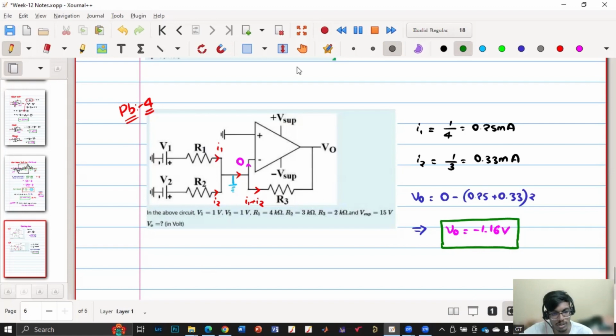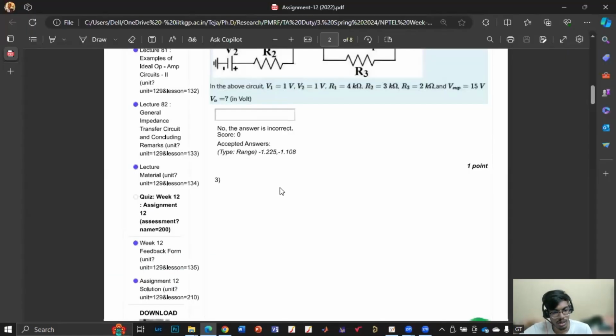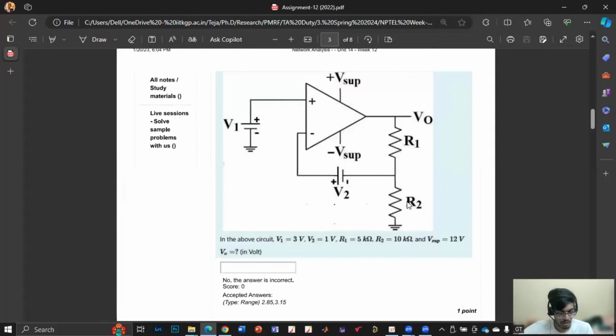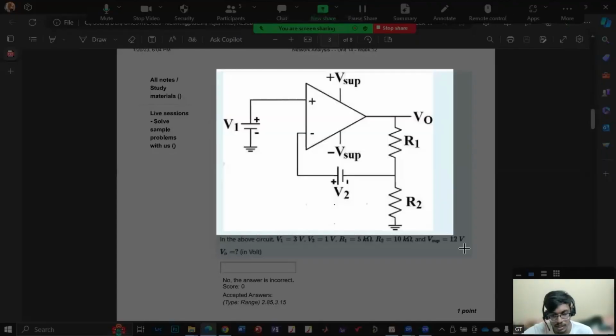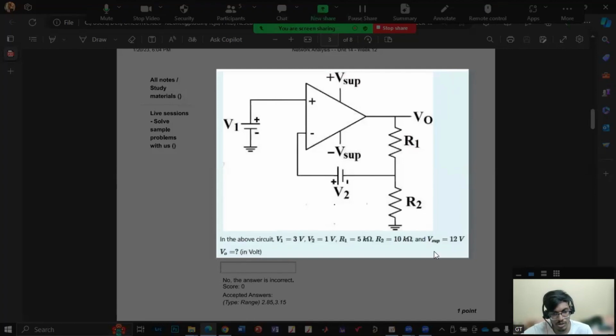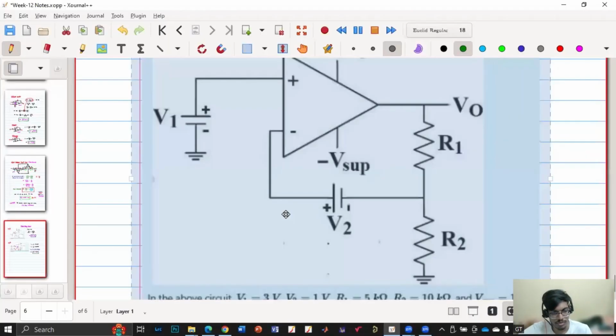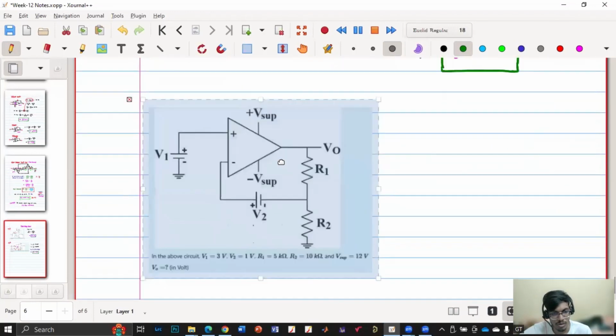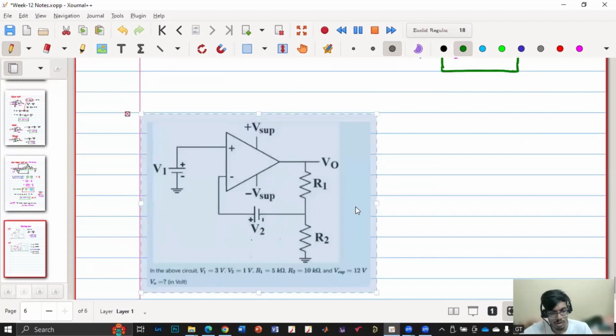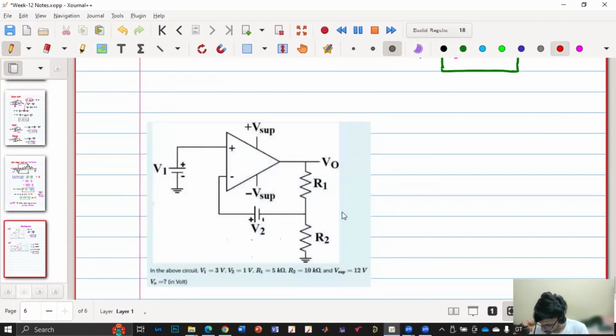Yes, sir. Okay. So now we'll go to the other problem. So they have given V supply and minus V supply, but while I write, I might or might not write them because it is assumed that the op-amp has supply. Sometimes I don't write. It is up to your convenience. You can write, you may not write also. So this is our problem 5. Here also they are asking V naught.